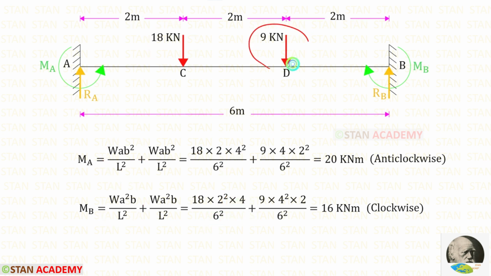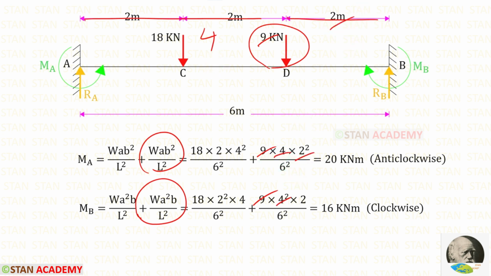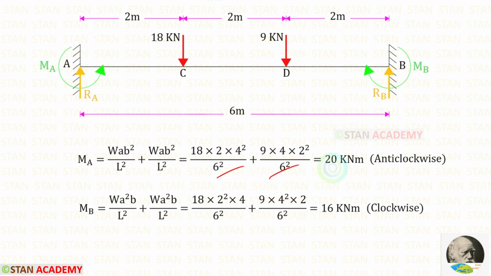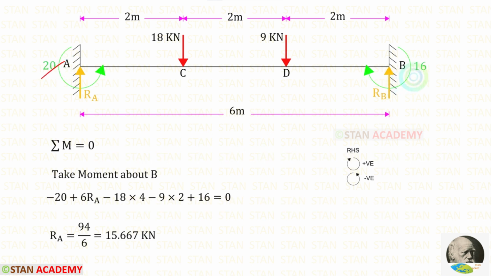Now let us take this load. For that load let us use these two formulas. Here W is 9, a is 4, b is 2 and L is 6. After adding these two, we will get 20 kN·m, and after adding these two, we will get 16 kN·m. We know that the moment at the point A will be acting in the anti-clockwise direction, and the moment at the point B will be acting in the clockwise direction. We have calculated MA and MB.